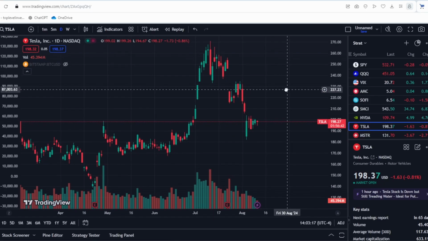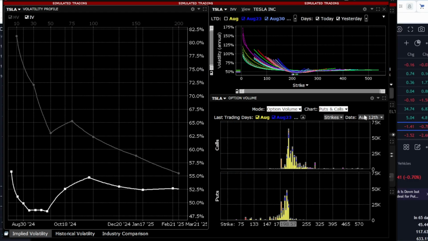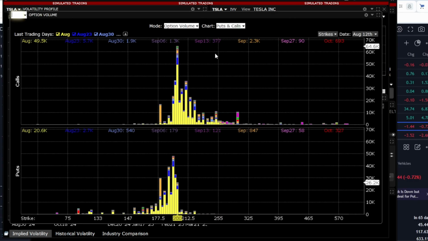Let's talk about Tesla's stock. We'll also review market forecasts, support and resistance levels in options, volatility, and trading volumes. But let's start from the beginning.